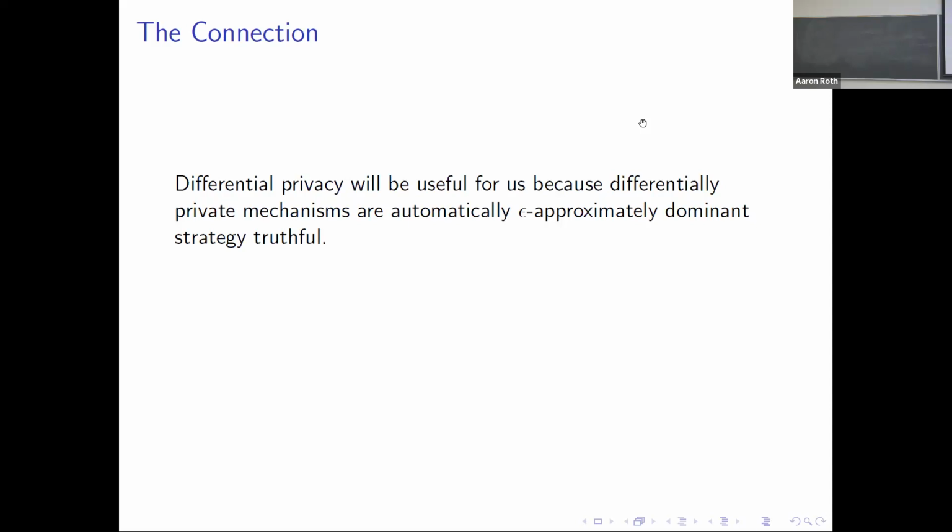This is going to be something similar. If differentially private mechanisms are automatically approximately dominant strategy truthful, then we can again stop thinking about truthfulness separately as a design constraint, and just focus on the algorithm design problem. How do I design a differentially private algorithm for solving some problem, like approximating the revenue of the best fixed price? That's the high-level outline of the strategy here, like a generic reduction from a mechanism design problem to an algorithm design problem.